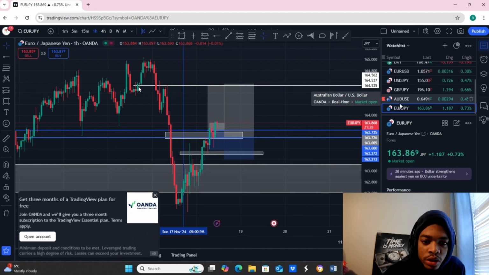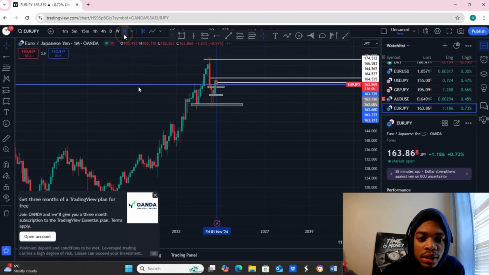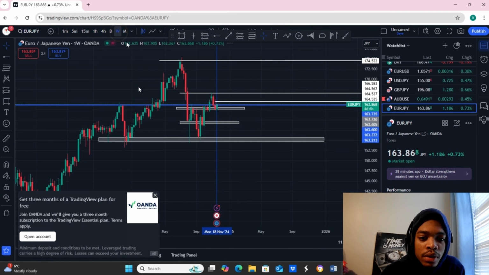Currently I'm in a trade on Euro JPY. The idea behind this trade was a bit simple. We had price bouncing off these monthly lows right here, indicating that price is going to trend to the upside. We also have, on a weekly perspective, price bouncing off this level.